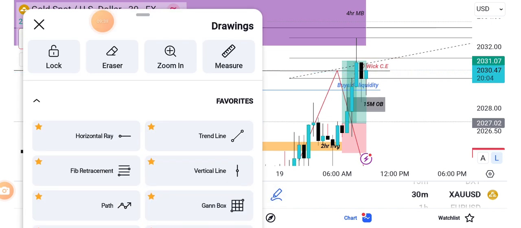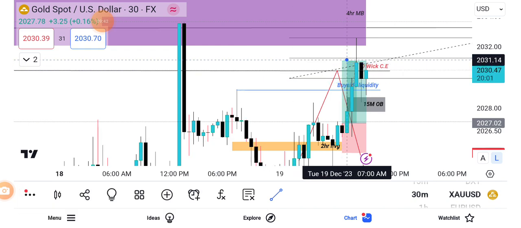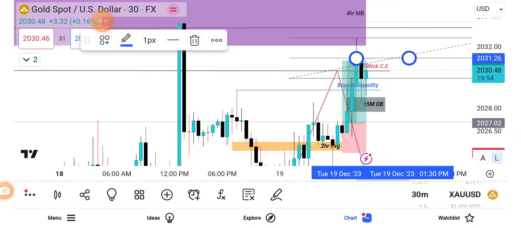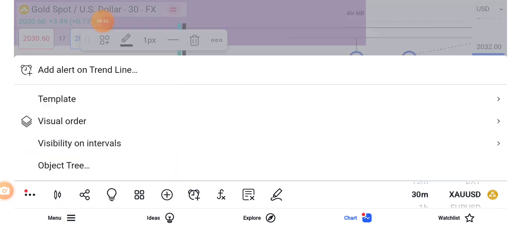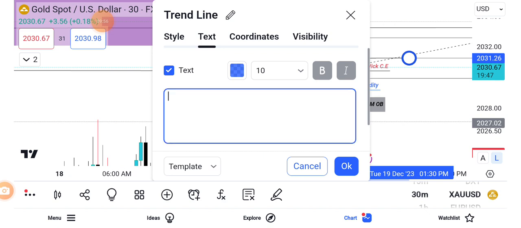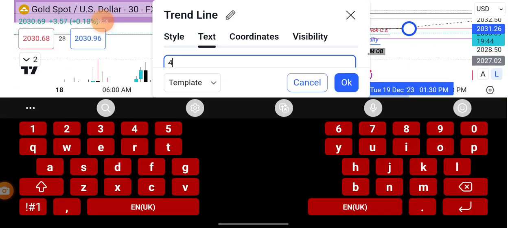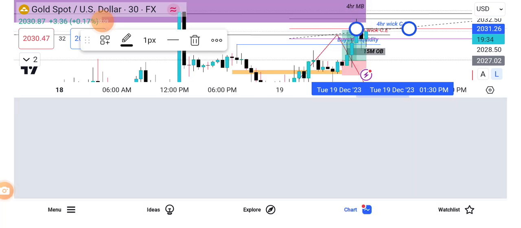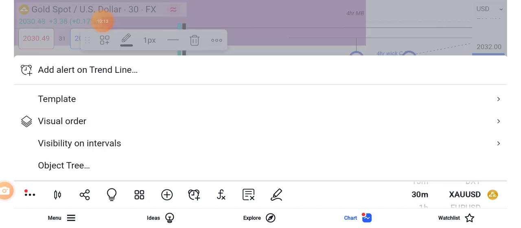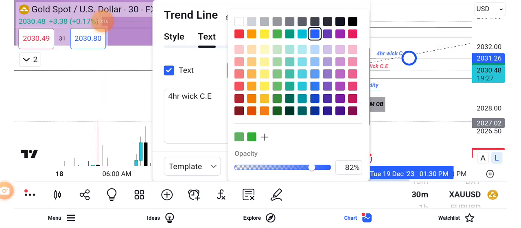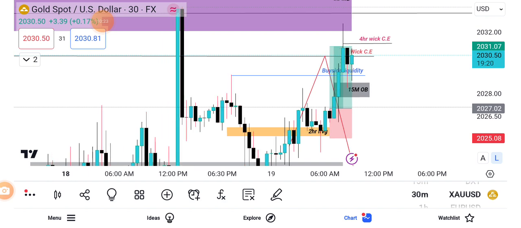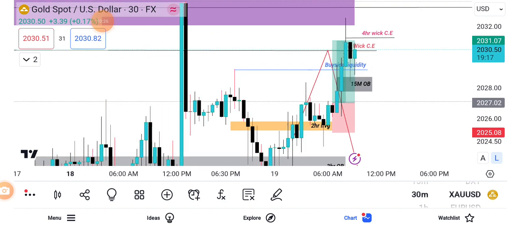So let me try to make my charts clear. Over here, yeah, and I make it black. Also label it as my 4 hour week constant encroachment. I like it to be red or black, so yeah, for me to delete that. Yeah, you can see that's now the 4-hour week's constant encroachment.